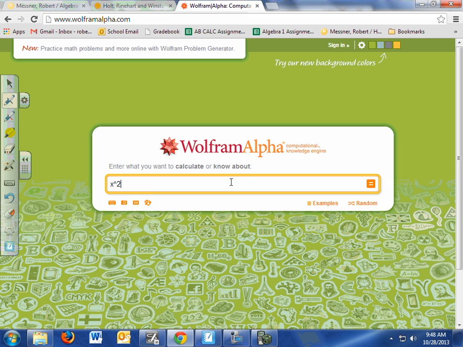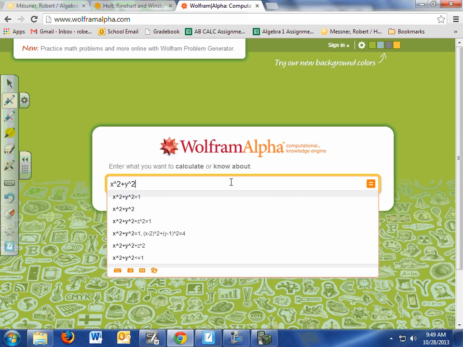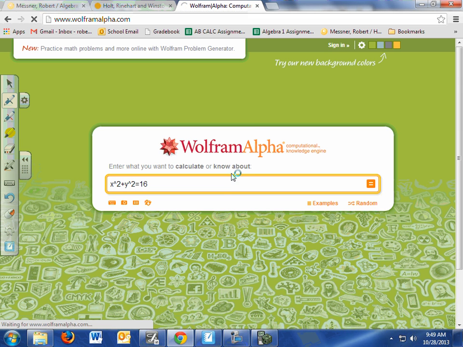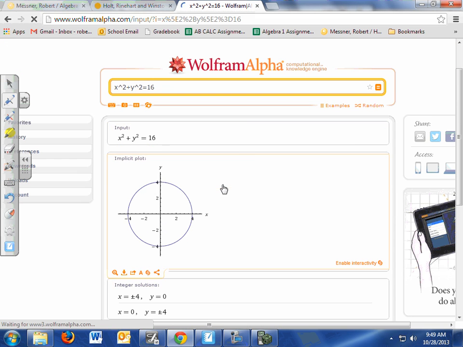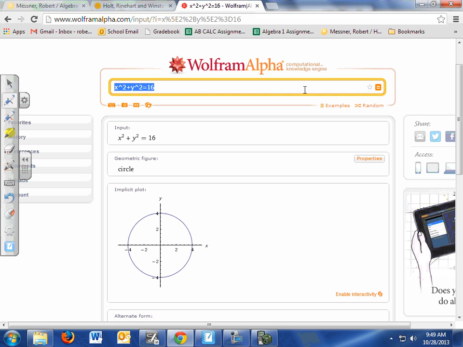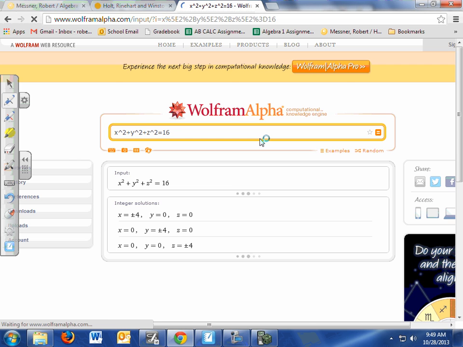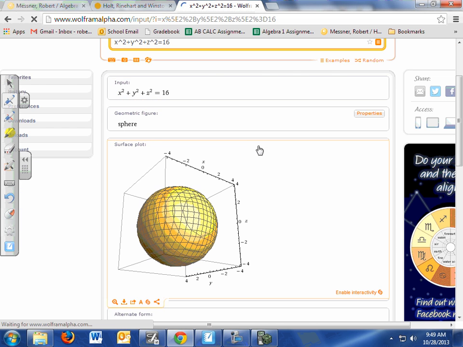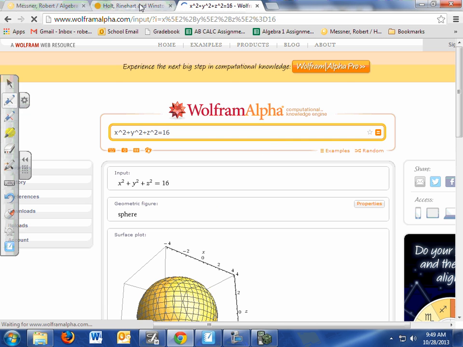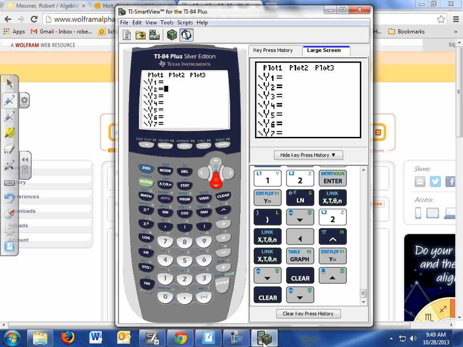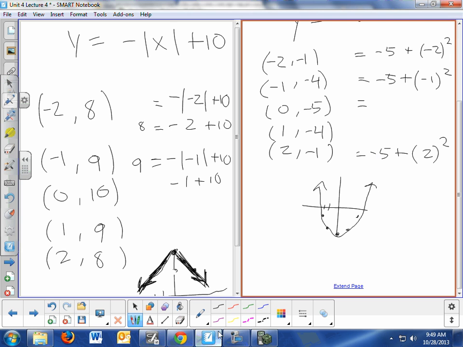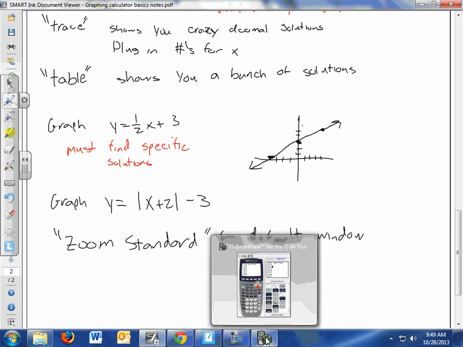Here's our circle in another form of the equation. I'll show you guys a sphere. You have to add in the z. And I typed your names in. That was good. Yeah, I moved that. Okay, cool. So, interesting stuff. Anybody have any questions about using the calculator?